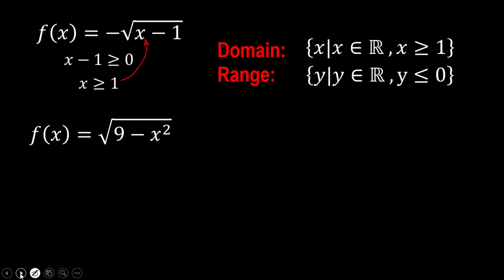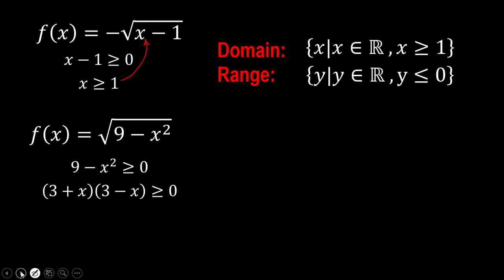Another example, given the function is the square root of 9 minus x squared, same procedure. We're just going to solve for the values of x where the expression is greater than or equal to 0. So 9 minus x squared is greater than or equal to 0. Let's factor this one. 9 minus x squared is the difference of two squares, so the factors are 3 plus x and 3 minus x.